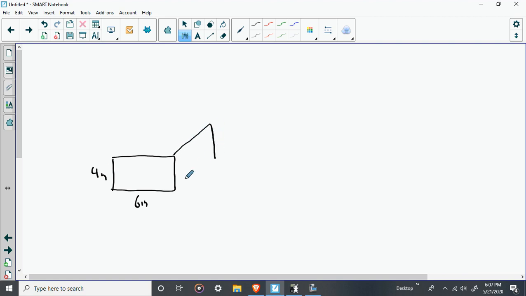And then as I bring it back here, I tell you that it's 10 inches deep. So it's 4 by 6 by 10. If I want to know the surface area, now volume is super easy. If you guys don't remember, 6 inches times 4 inches times 10 inches.